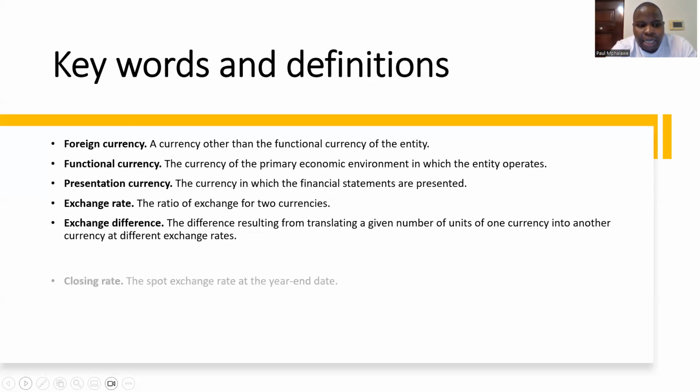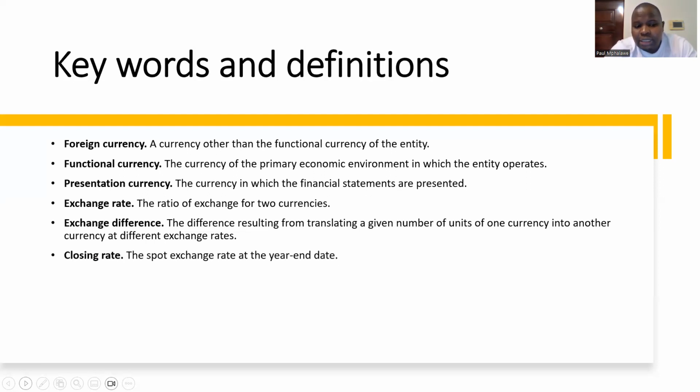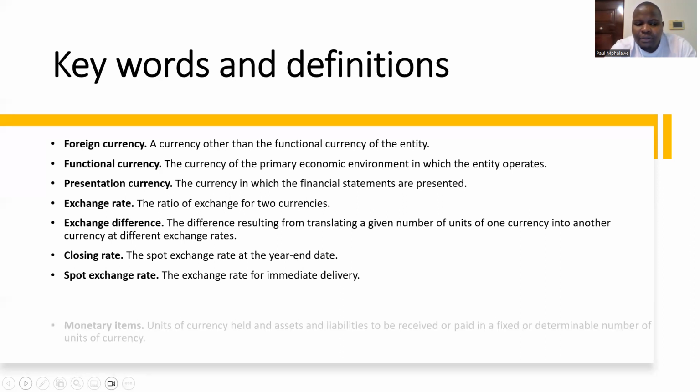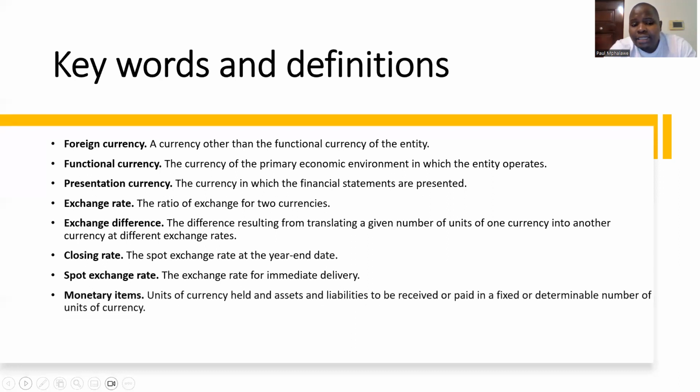Right. Another keyword is a closing rate, the spot exchange rate at the year-end date, the closing rate. Another keyword, spot exchange rate, the exchange rate for immediate delivery. Another keyword is monetary items, and that is units of currency held and assets and liabilities to be received or paid in a fixed or determinable number of units of currency.